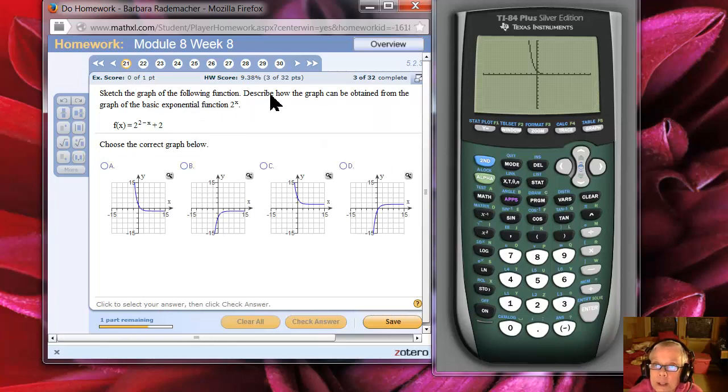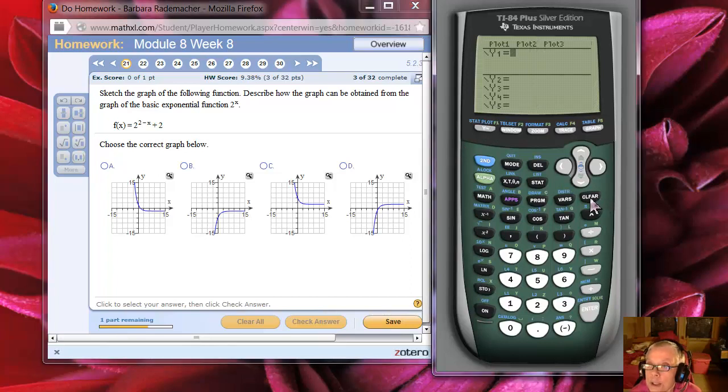21. Sketch the graph of the following and describe how the graph can be obtained from the graph of the function 2 to the x. Well, it sounds to me, if we're going to do something like that, we'd better look at what 2 to the x looks like. Not 2x. 2 caret x. And I'm going to graph that. Looks pretty much like e to the x. Alright, this is the basic graph of y equals 2 to the x.